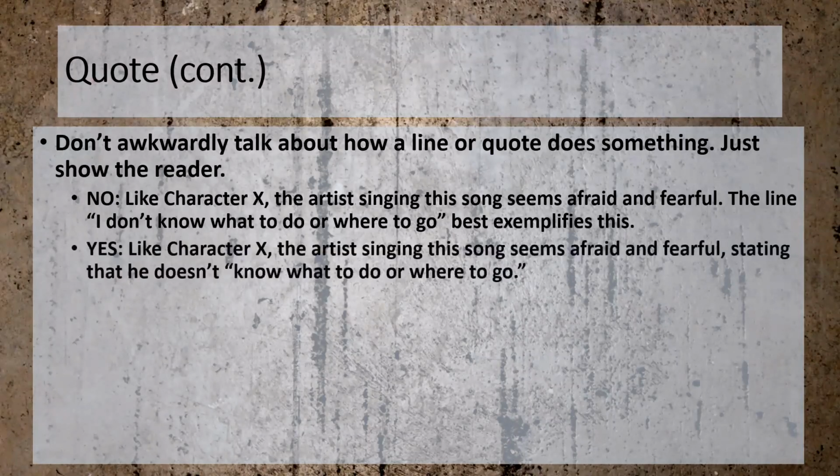So here's a better way to do this. Like character X, the artist singing the song seems afraid and fearful, stating that he doesn't, quote, know what to do or where to go. So again, it runs more smoothly. You don't have to say the line XYZ shows us something. Instead, just say, the artist states this, the narrator states blah, blah, blah, right? And the fact that the narrator says this shows us something, right?